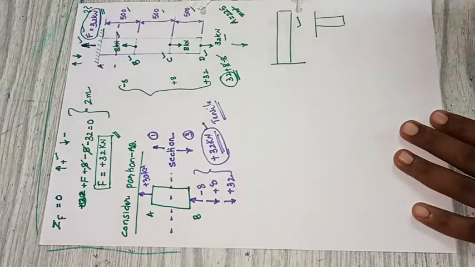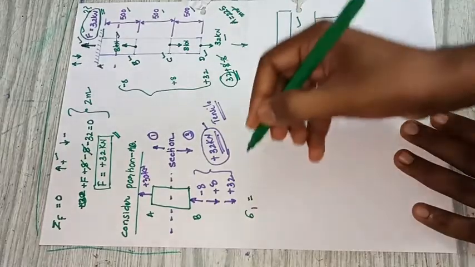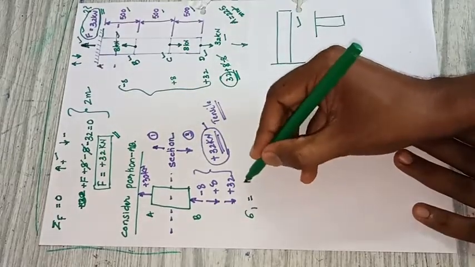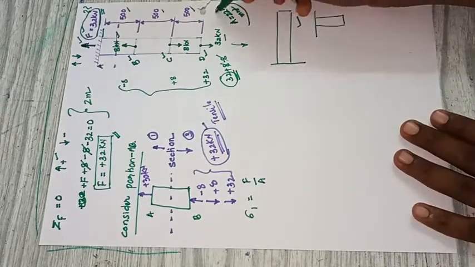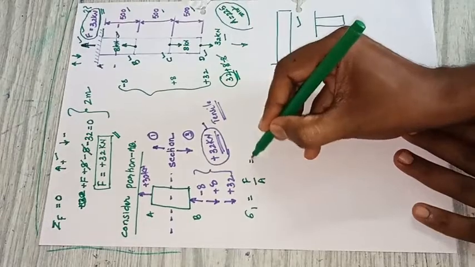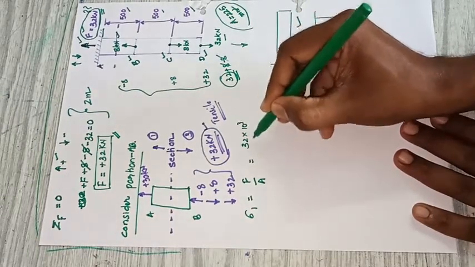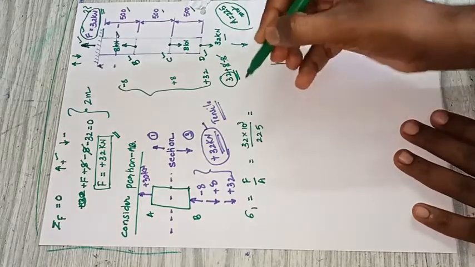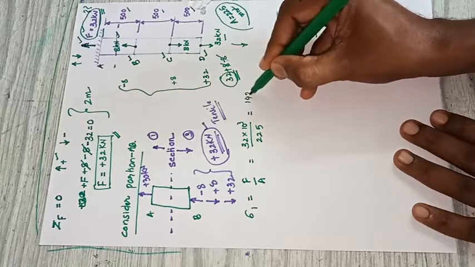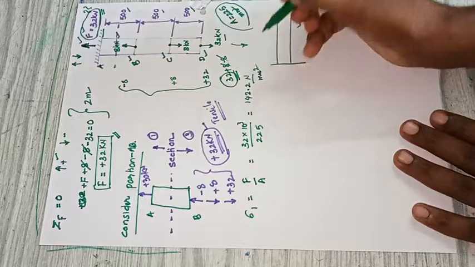So first, sigma 1, I will find out: stress is force by the area. The area is given in the problem as 225. The force is 32 into 10 raised to 3, divided by 225. So the answer is 142.2 Newton per mm square.